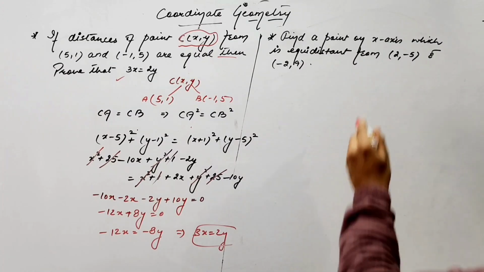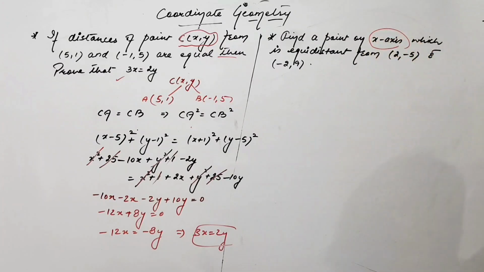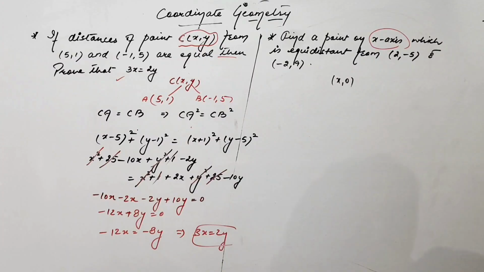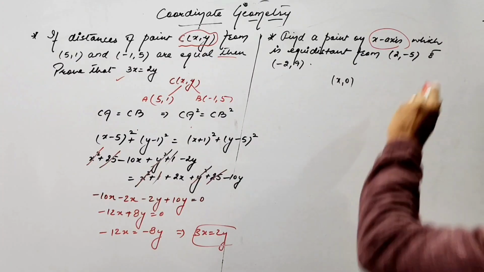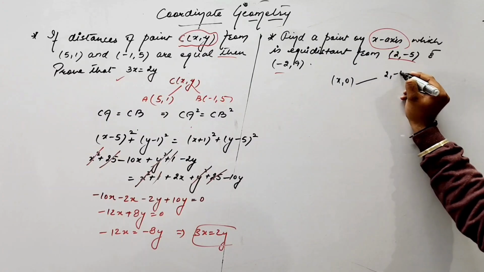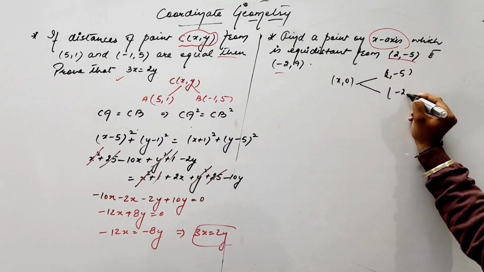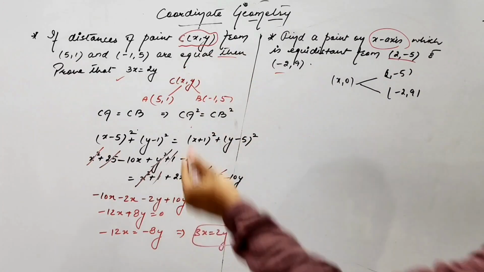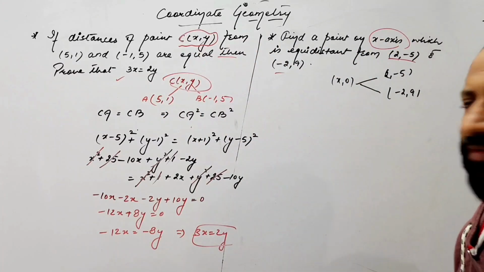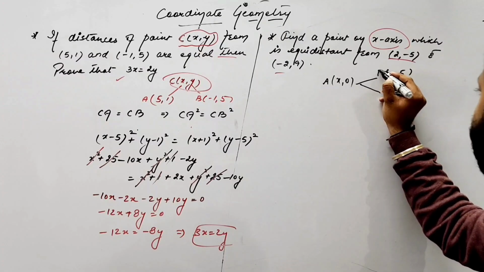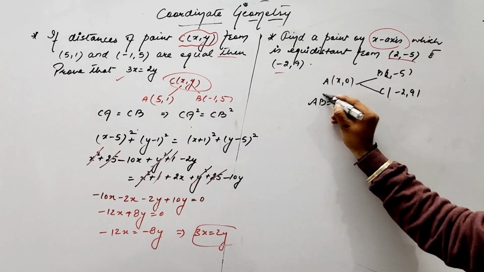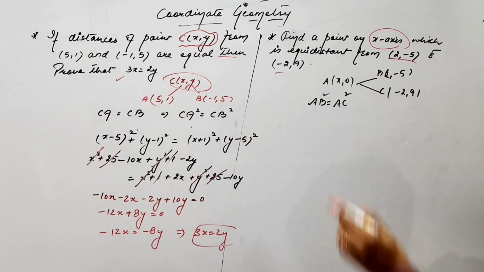Now next, find a point on the x-axis which is equidistant from two given points. We know any point on the x-axis is in the format of (x, 0). They have mentioned it in the form of mathematics. Suppose these are A, B and C. So according to the question, AB is equal to AC, then their squares are also equal.